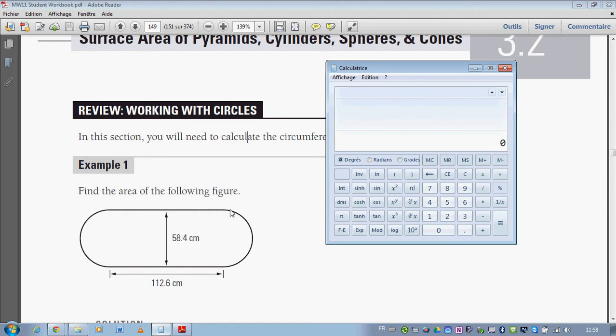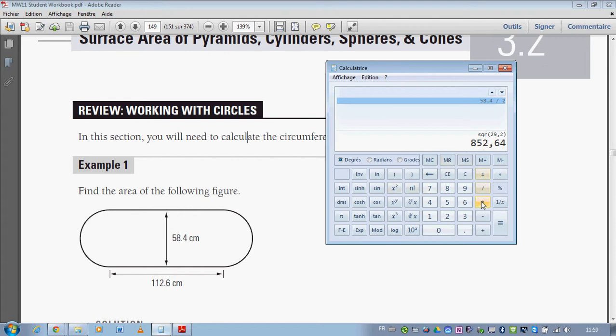Now the opposite is true, where if you take the diameter and divide it by 2, that would give you the radius. And if you remember from the last screencast, the area of a circle has the formula pi times r squared, where r is the radius, and you've got to square that radius. So let's figure out the radius of this circle. The diameter is 58.4. You divide that by 2 to get the radius, which is 29.2. The next step is to square that radius to get 852.64.